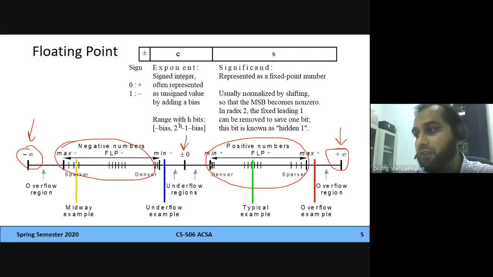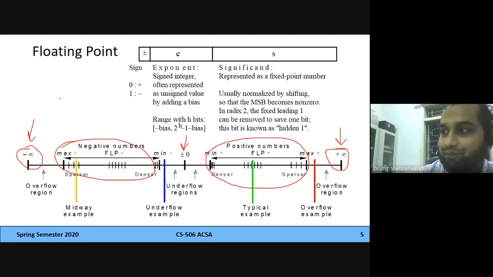Right, so if you look at this number line, you're going to see that the numbers which are closer to 0 are more dense. That is, you can store these numbers with greater precision, but the numbers farther away are sparser and they have a higher range. So that is how you can increase the range, right? I'm going to come to the format now. Any questions up till now?